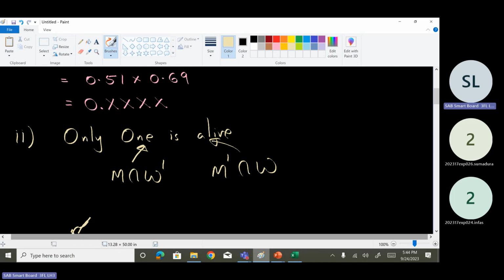We have M and W dash. We know M and W are independent. We don't know whether M and W dash are independent, or M dash and W. But there is a theorem that if two events are independent, say A and B independent, then any combination of those two is independent. A, B independent means A, B dash independent; A dash, B independent; A dash, B dash independent. Any combination will also be independent. So we'll put a note on that.